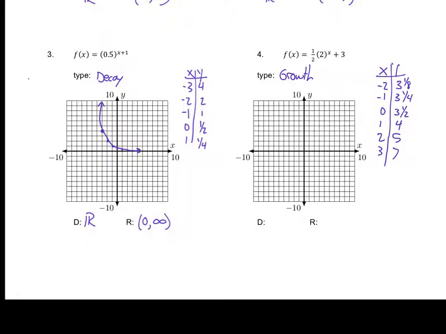So -2, a little above 3, -1, 3 1/4, 0, 3 1/2. We'll have an asymptote at 3, our domain, all real numbers, and our range goes from 3 to infinity.